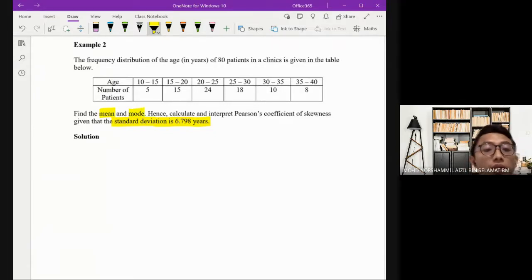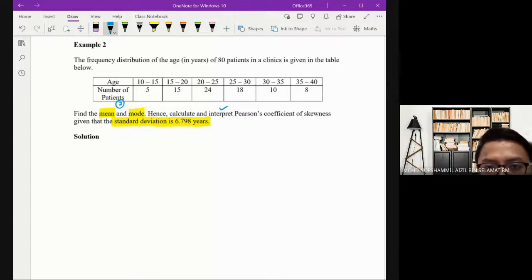So we knew already which formula we want to use. Obviously, we will use formula number 2, right? Mean minus mode. And then don't forget to calculate and interpret. Interpret the data distribution, don't forget to interpret. That's the idea of doing this one.